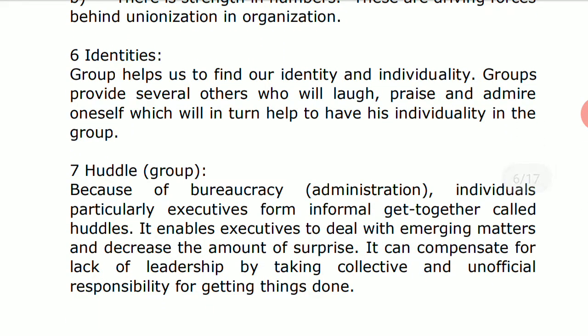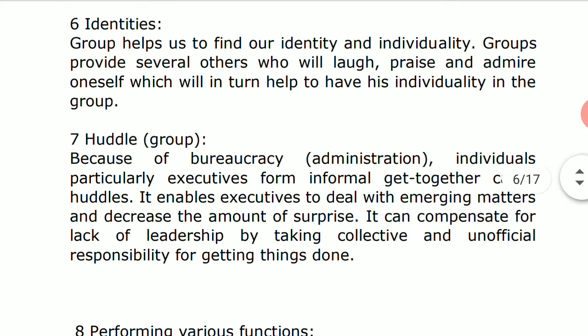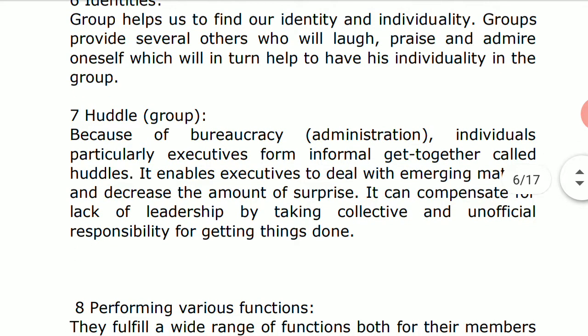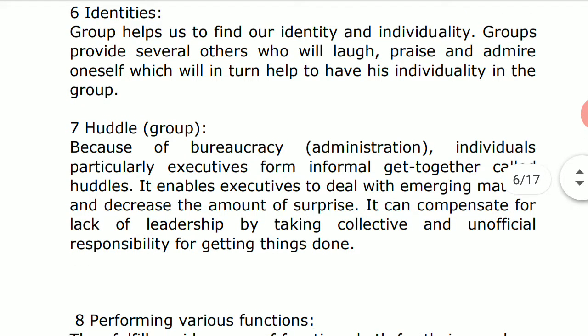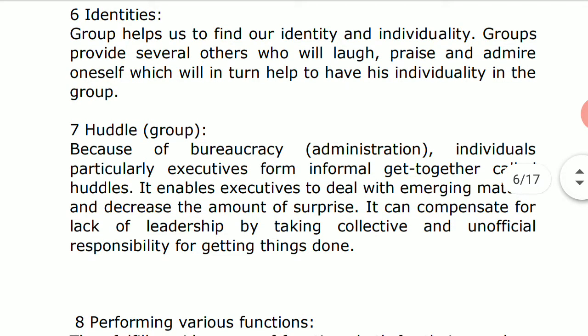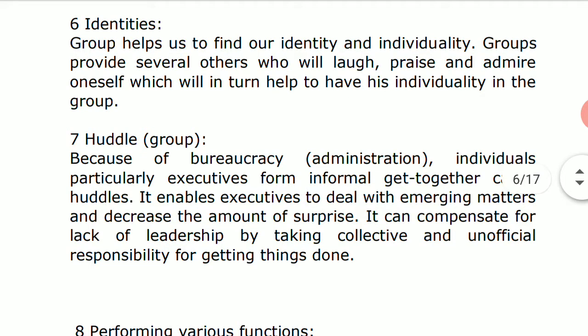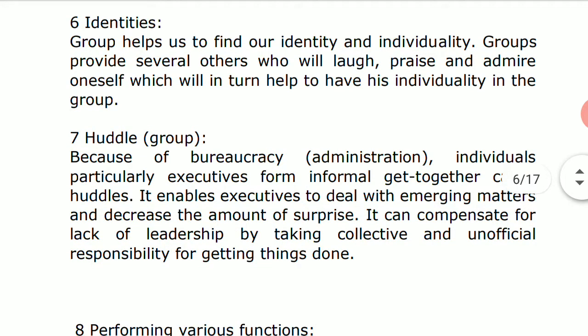Sixth important of the group dynamism is identities. Group helps us to find our identity and individuality. આપણે ગ્રુપ સાથે જોડાયેલા હોય તો ઇન્ડિવિડ્યુઆલિટીનો પણ ખ્યાલ આવે છે. વ્યક્તિગત રીતે પણ આપણે આપણી જાતને આઈડેન્ટિફાય કરી શકીએ છીએ, as well as we can identify ourselves as the part of the group also in the form of group members. So group provides several others who will laugh, praise and admire oneself, which will in turn help to have his individuality in the group. That means તમે તમારી આઈડેન્ટિટી ઓળખ ઊભી કરી શકો છો ગ્રુપમાં પણ, ગ્રુપ મેમ્બર તરીકે પણ અને ઇન્ડિવિડ્યુઅલી પણ.